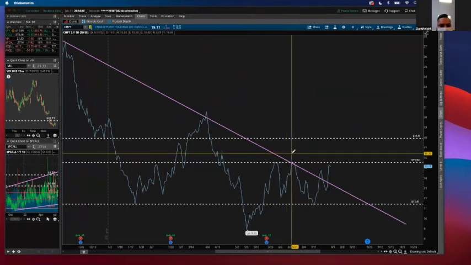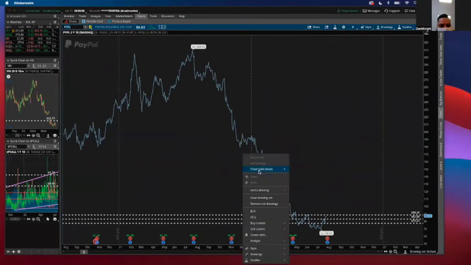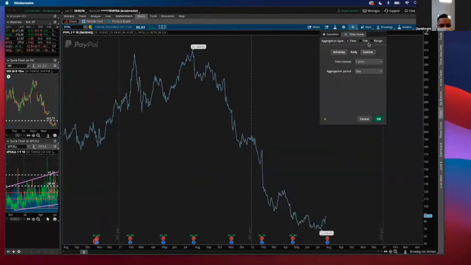PayPal is starting to look decent. Figured it'd be a nice sympathy play. I don't remember which one you're talking about, but PayPal, I was looking at that a little while ago. I do like that as well. But the entry I would have wanted to get would have been a couple of weeks ago.